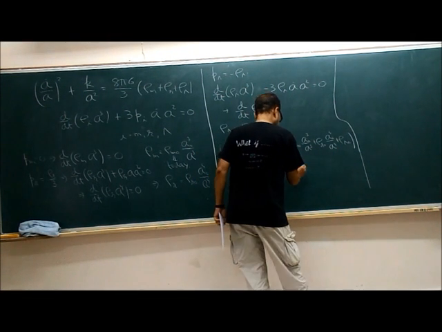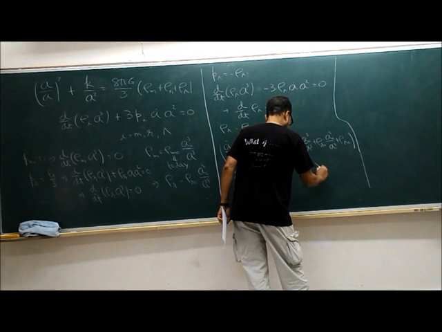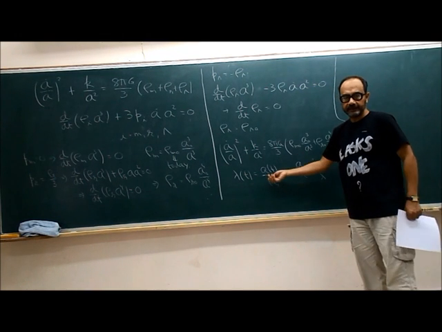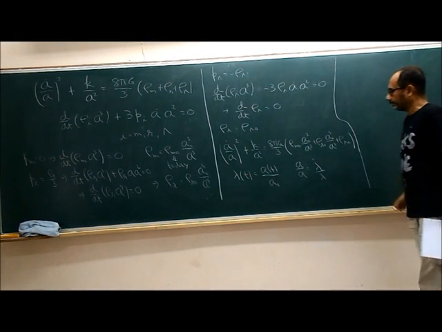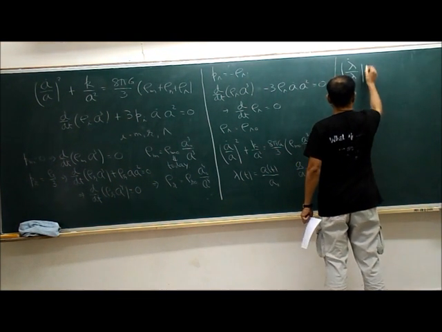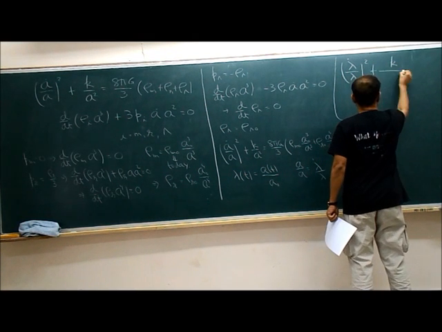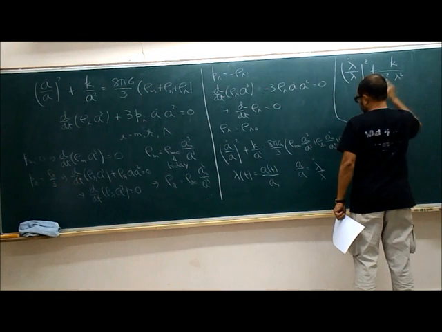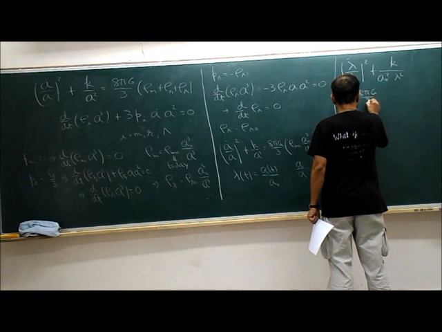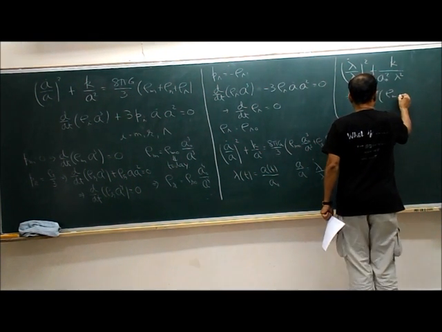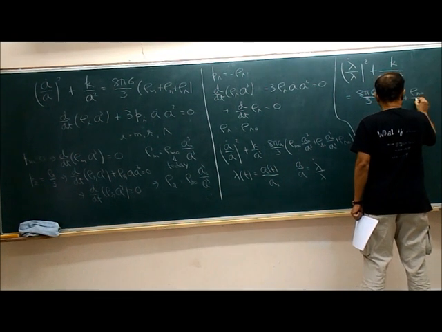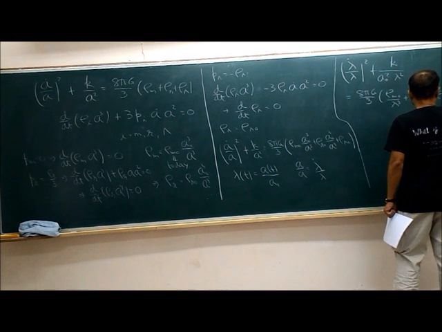So A dot over A is just lambda dot over lambda, because it is just scale. So you can write this equation as (lambda dot over lambda) squared plus k over A naught squared lambda squared equal to 8 pi G over 3 times rho_m naught by lambda cubed plus rho_r naught by lambda to the 4 plus rho_lambda naught.